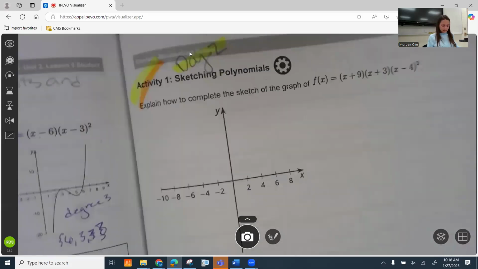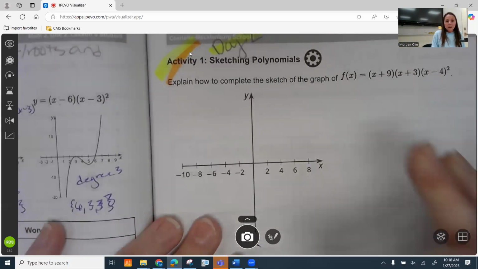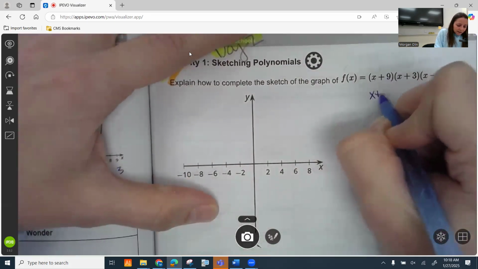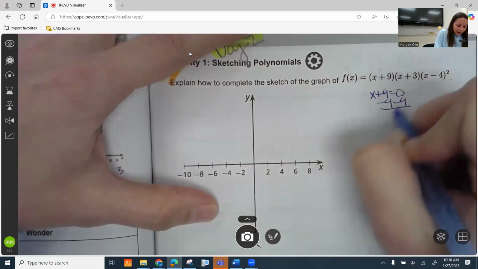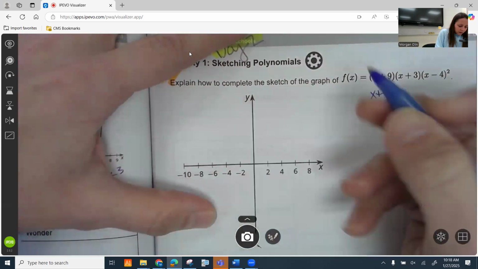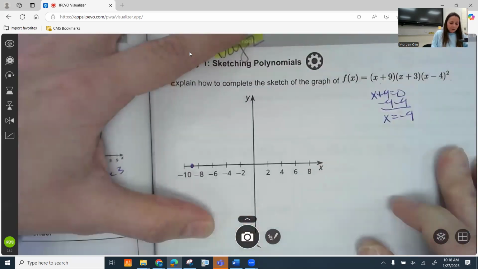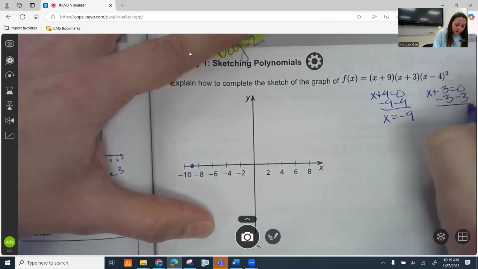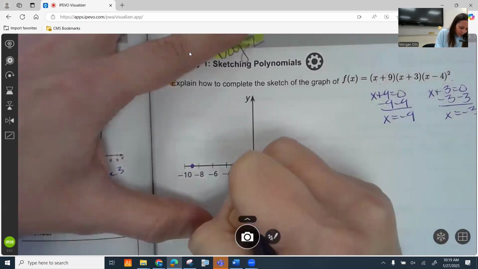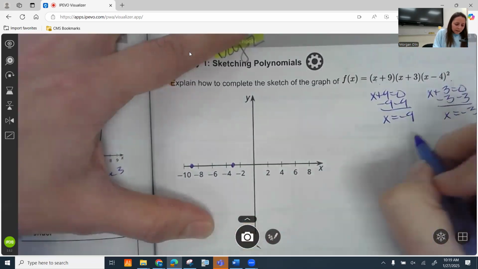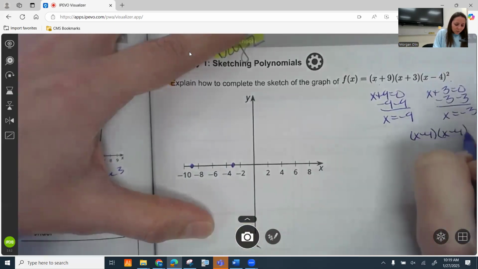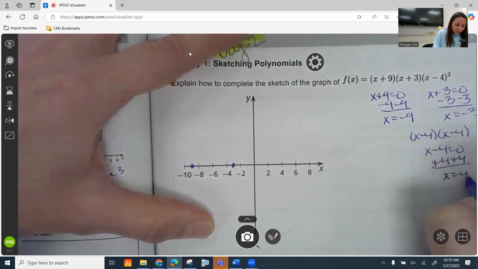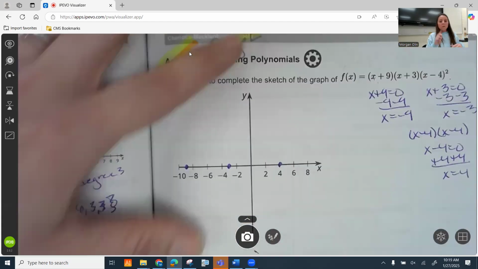Let's look at this activity on page 191, and then we will be done. Here, x plus 9, if I set that equal to 0 and subtract 9, I get x equals -9. We're going to have an x-intercept at -9. Now, x plus 3, set that equal to 0, subtract 3, x equals -3. So I'm going to have one also at -3. Then x minus 4, you're going to write that twice, but just set it equal to 0 once. Some of you may realize that's just going to be +4, and you're correct. Now, we know it's just going to bounce off.